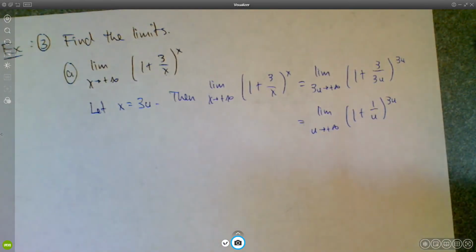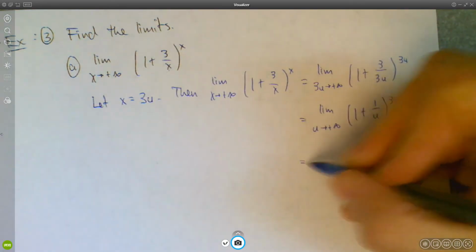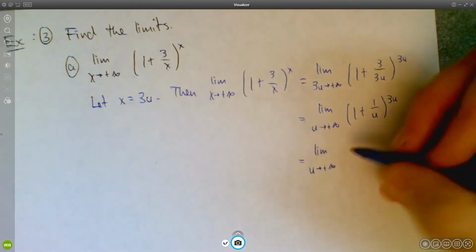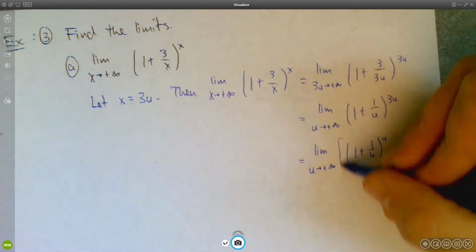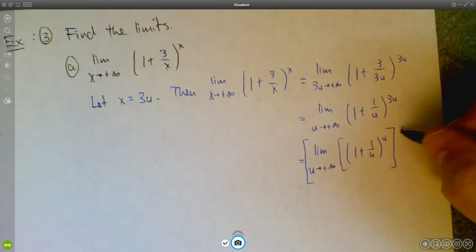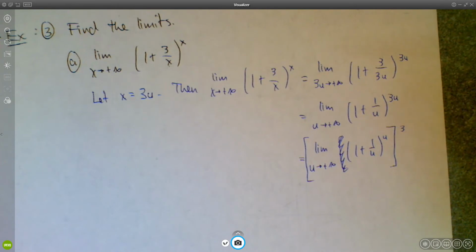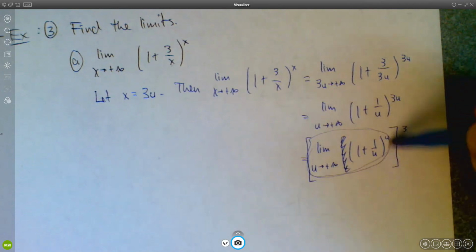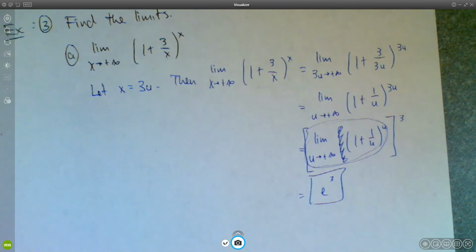But that's not terribly difficult at this point, because this is just the same thing as the limit as u goes to infinity of (1 plus 1 over u) to the u, cubed. Actually, let me do it out here. Cubed, right? And that's nice because I know that this thing is just e, so this is just e cubed. So it's just e cubed.